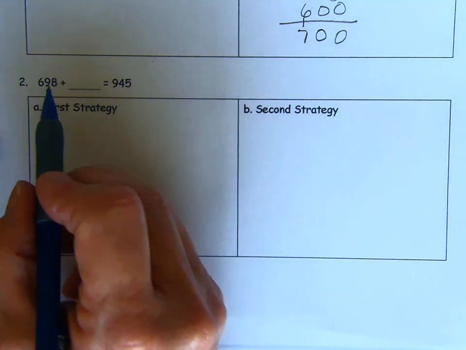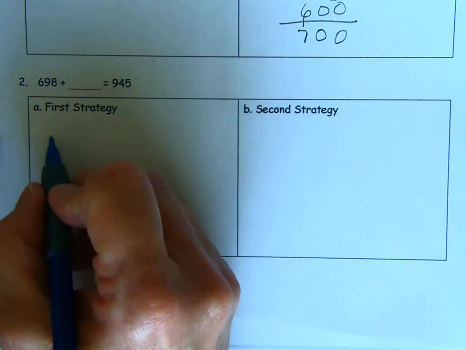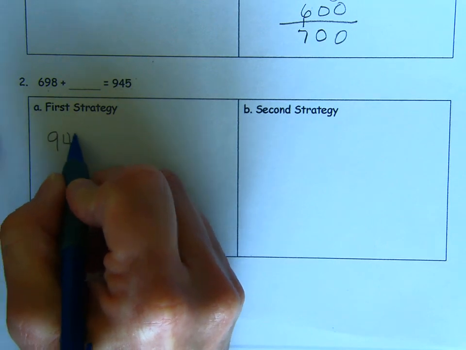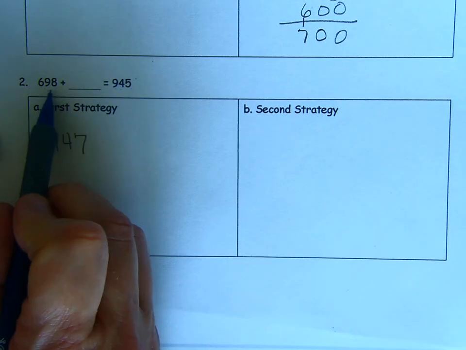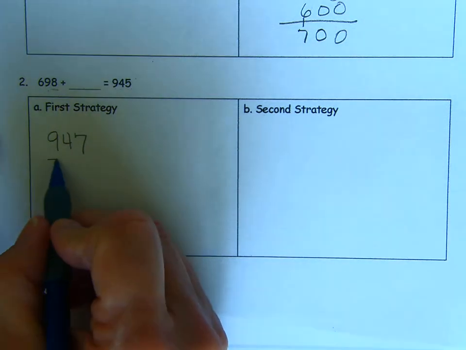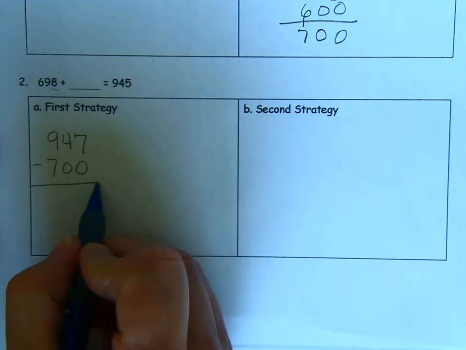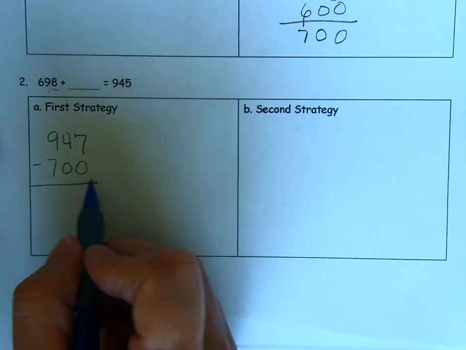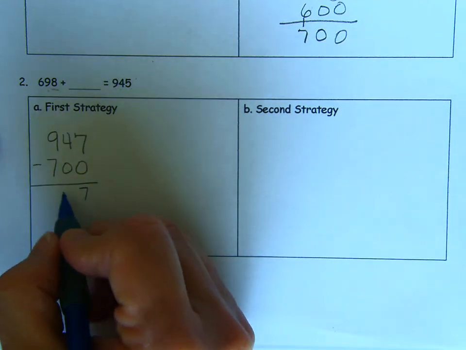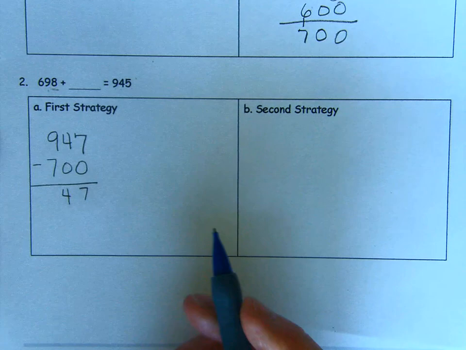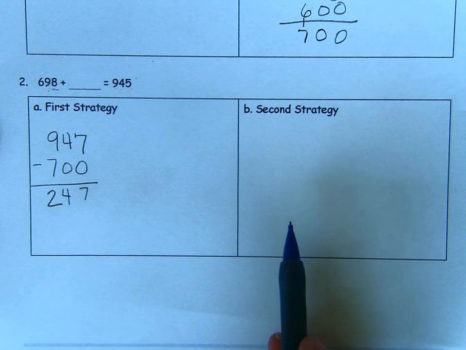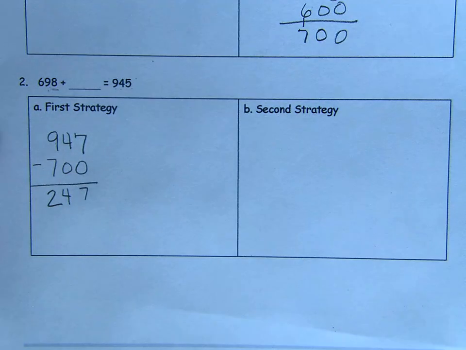Well, it seems to me that this is a pretty easy subtraction problem if I use compensation. If I add 2 to each of those numbers, so instead of 945, I would have 947. And if I add 2 to 698, I have 700. That's a pretty simple subtraction. Always easier when you have zeros in your part. So 7 minus 0 is 7, 4 minus 0 is 4, and 9 minus 7 is 2. So let's see if my second strategy, if I'm getting my same answer.